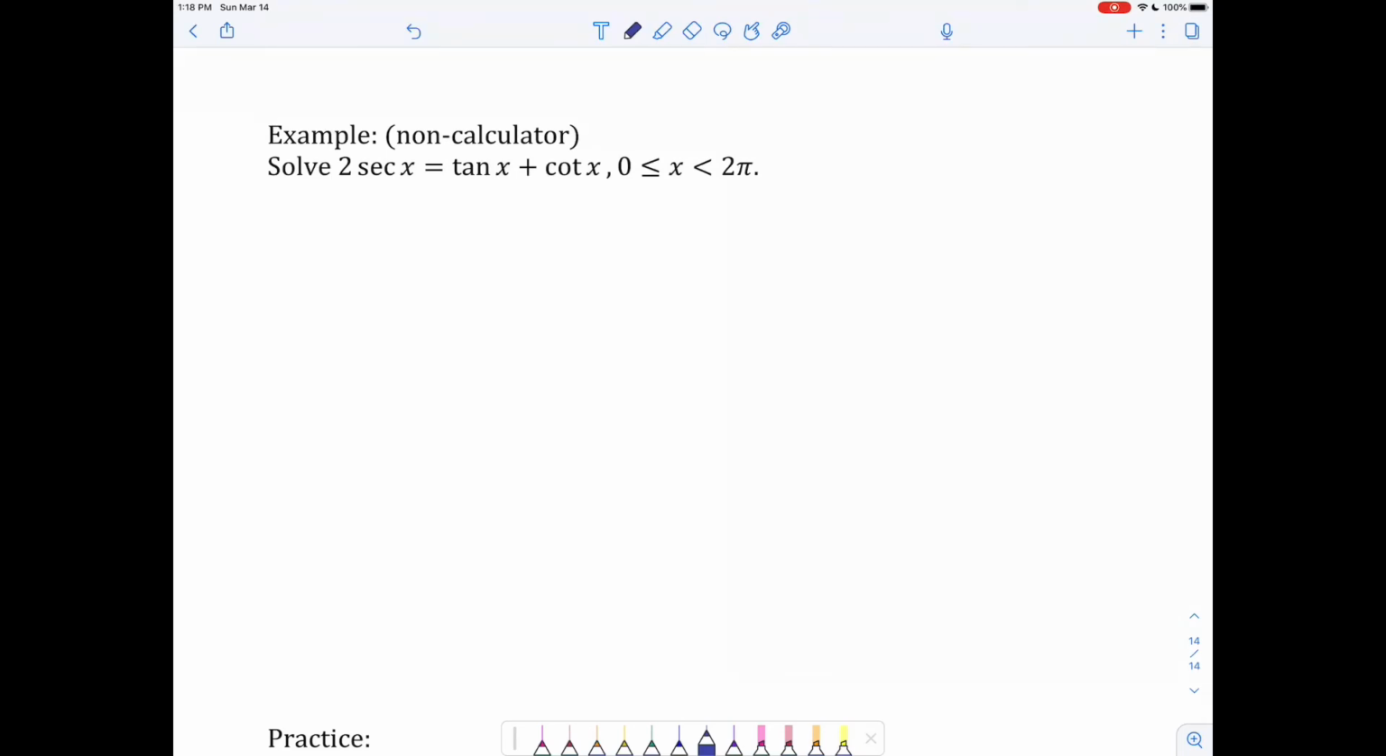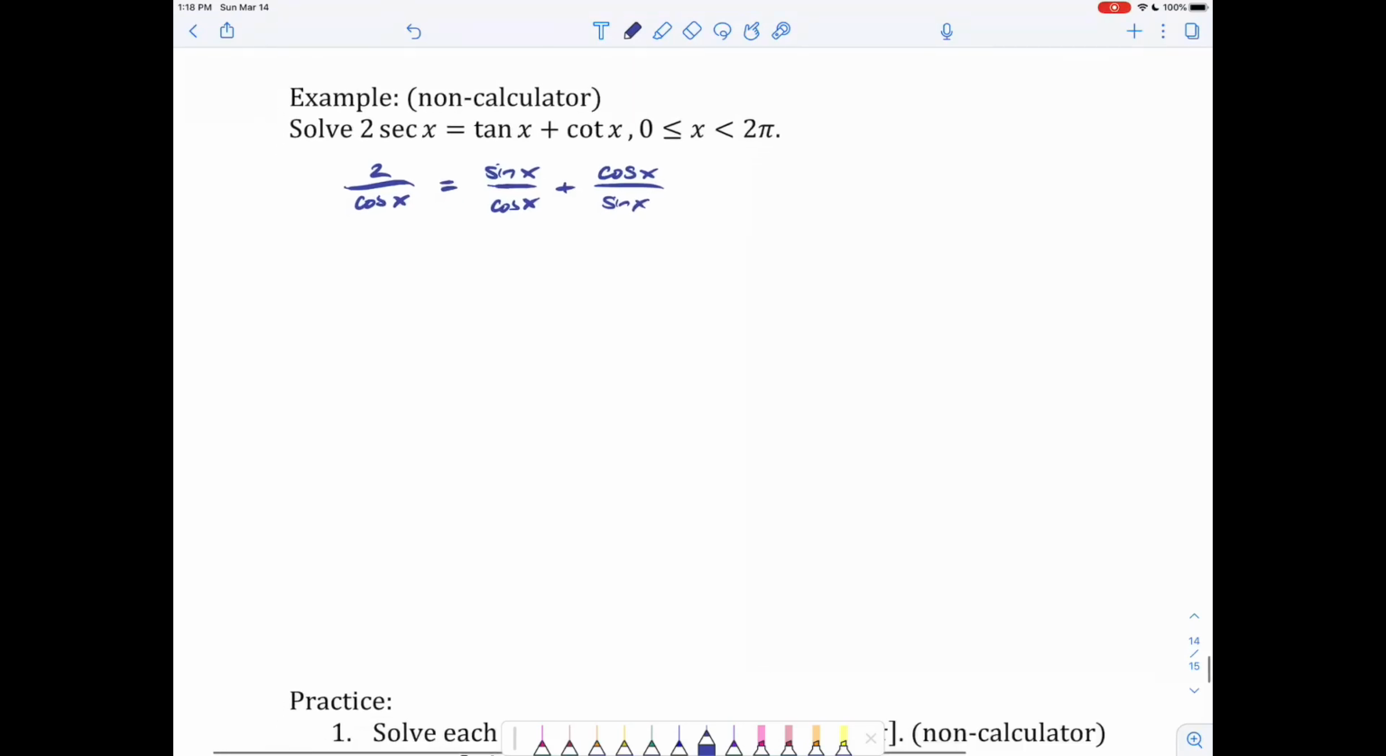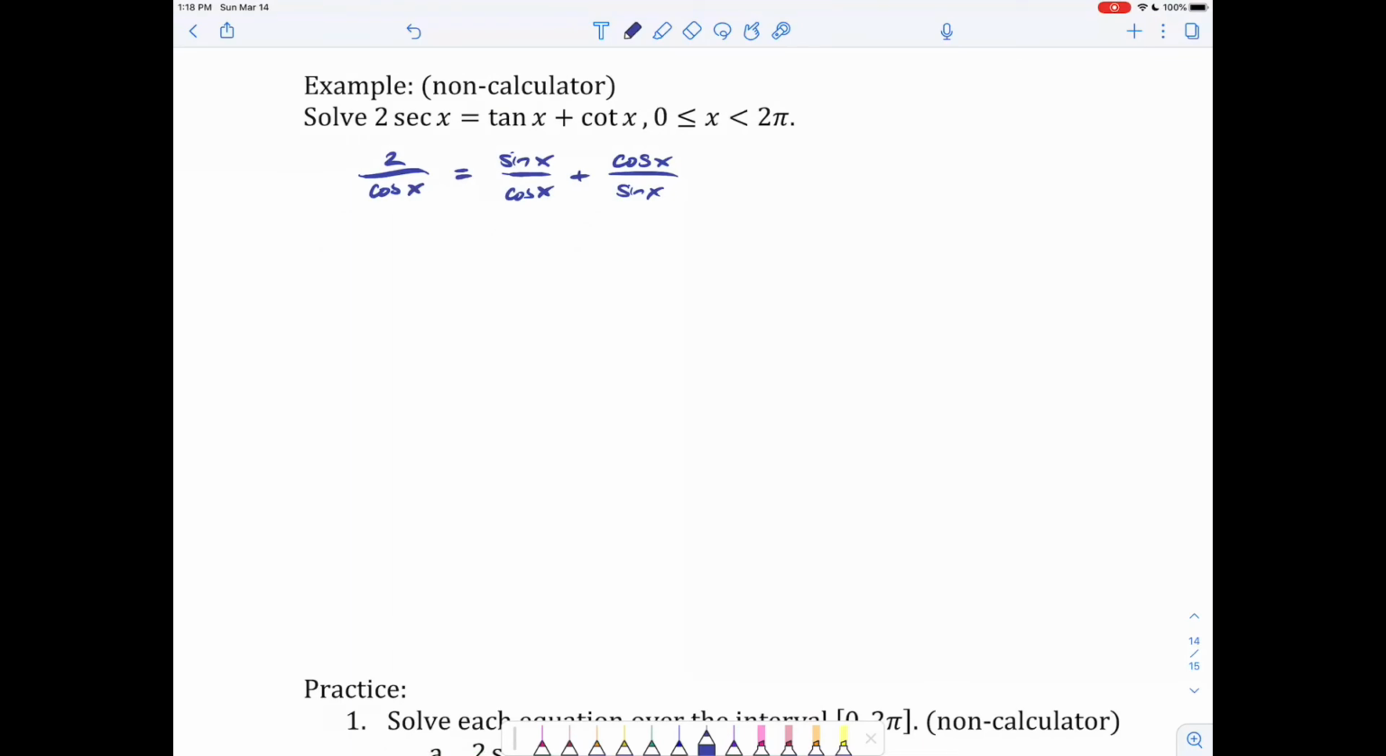So 2 secant x is 2 over cos x. Tan of x is sine x over cos x. And cotangent of x is cos of x over sine of x. Whew. At some point in my life, I am probably going to want a common denominator. Yikes. Okay.